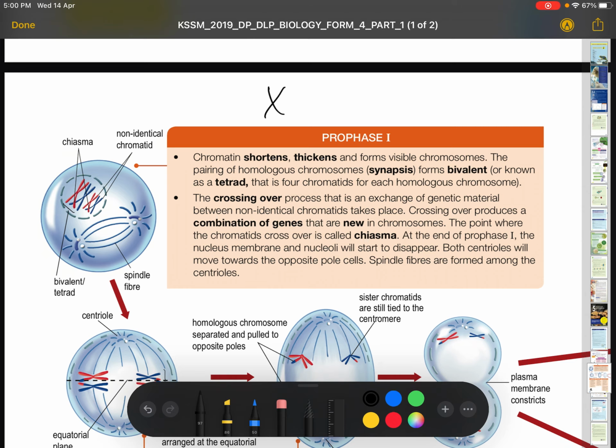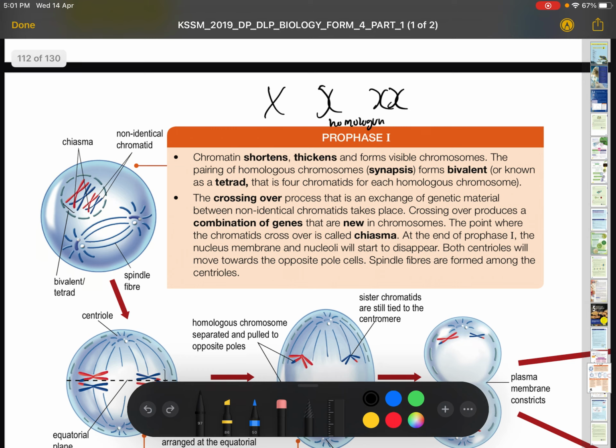And then homologous chromosomes pair together. When this is a homologous chromosome, and then there are two homologous chromosomes. If two homologous chromosomes pair together, that is called a bivalent. And a bivalent is also known as a tetrad. I prefer calling it a tetrad. So this pairing of two homologous chromosomes is called synapsis.